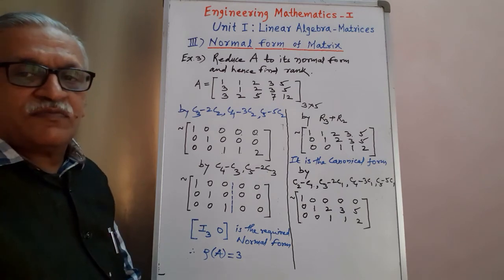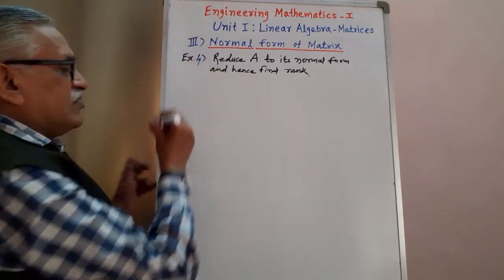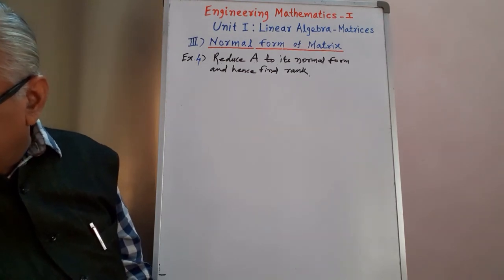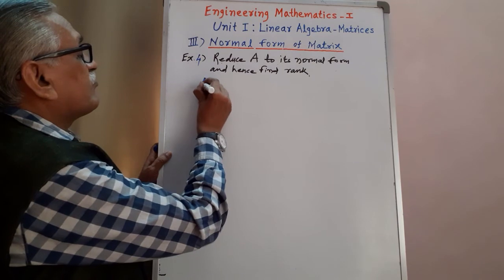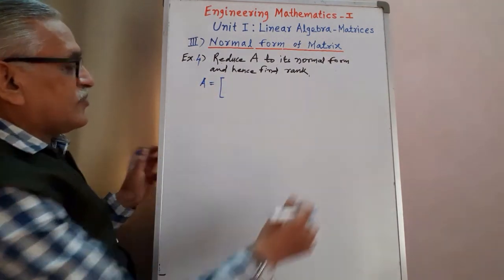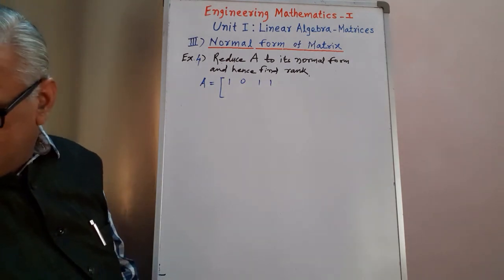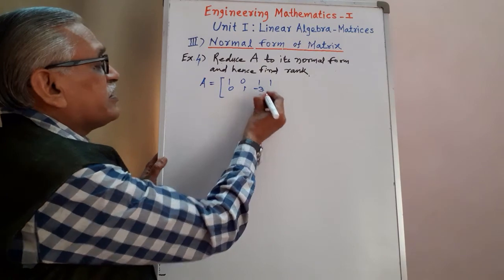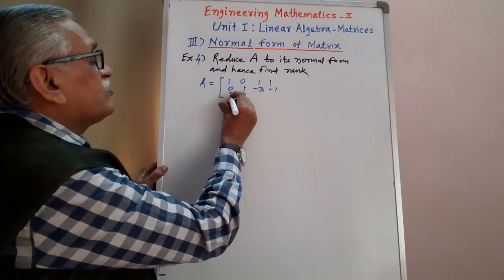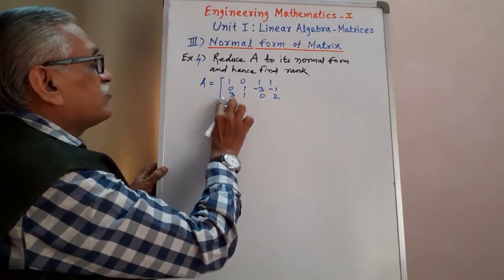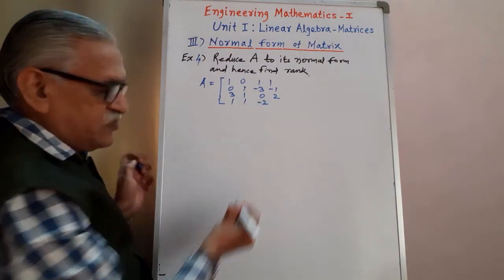Third case from that definition. 1 0 1 1, 0 1 minus 3 minus 1, 3 1 0 2, and last row 1 1 minus 2 0.